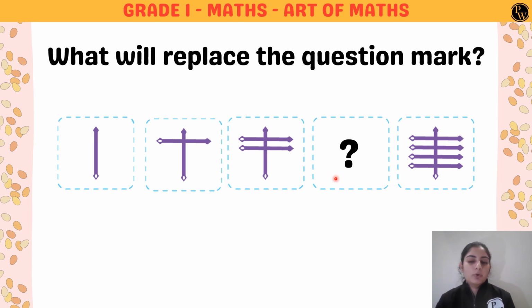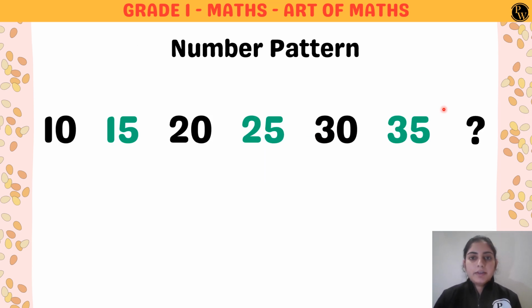There should be 4. Now the next question is how it should be arranged. We can see the standing bar is common in all the patterns, and only the horizontal bar is being added here. So we can say there should be 1 vertical bar and 3 horizontal bars. Yes, well done.